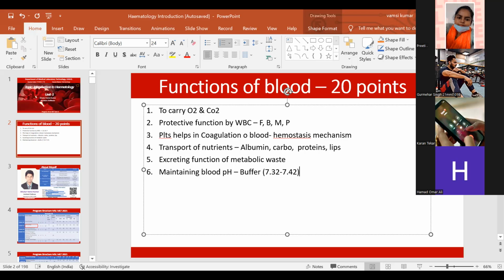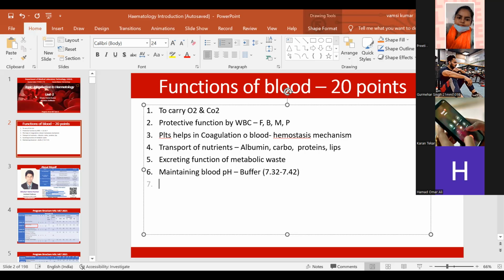So maintaining blood pH is one of the important functions which is performed by the blood itself. This is achieved with the help of the bicarbonate buffer system. So we have some bicarbonate molecules, carbonic acid and bicarbonate, and they will play an important role in maintaining the pH of the blood. So yes, that is one important function.